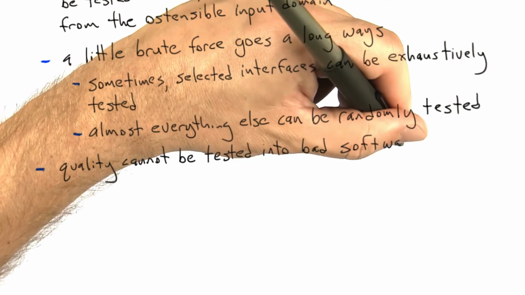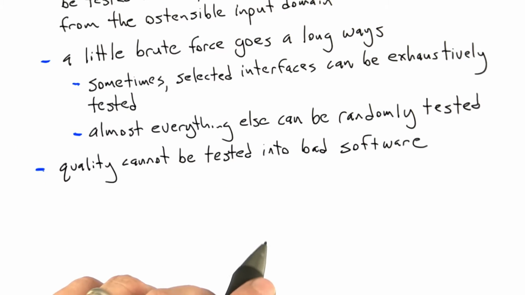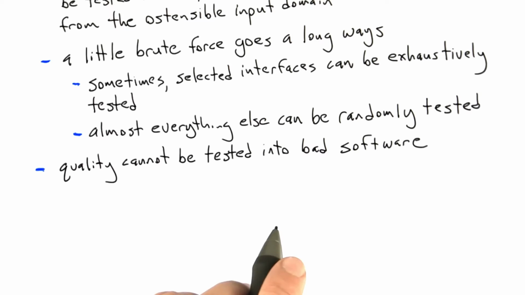Quality cannot be tested into bad software. We saw the Therac 25 example, where the control software for the radiation therapy machine was probably so broken that almost no amount of testing would have been sufficient to make it right. It needed to be thrown away, and they needed to start over. I'm sure we've all seen software that looked like that.